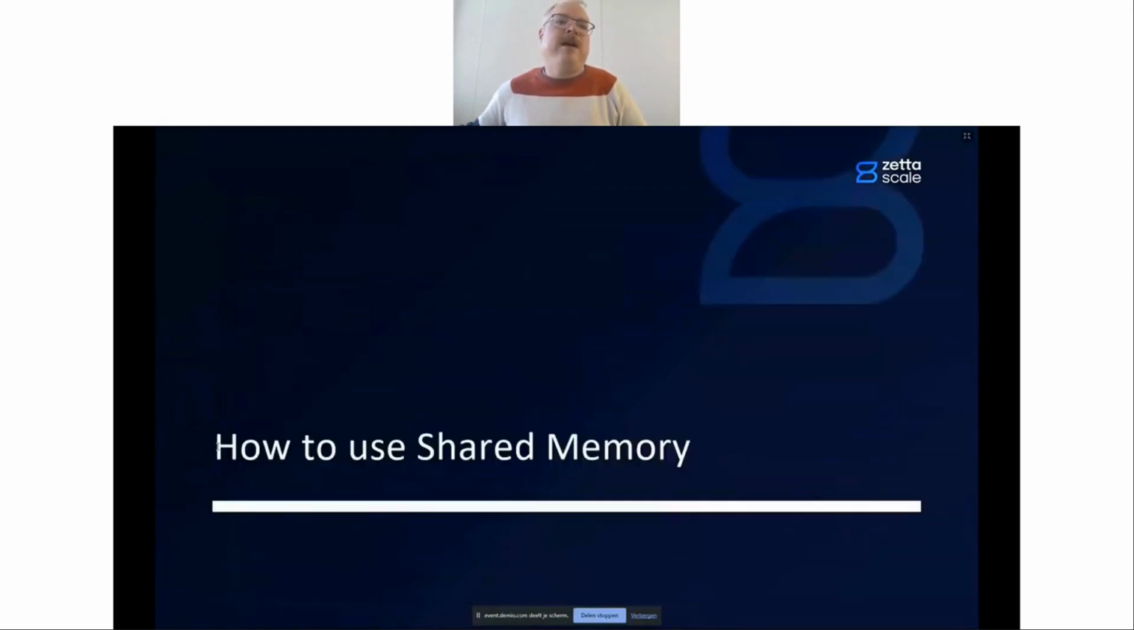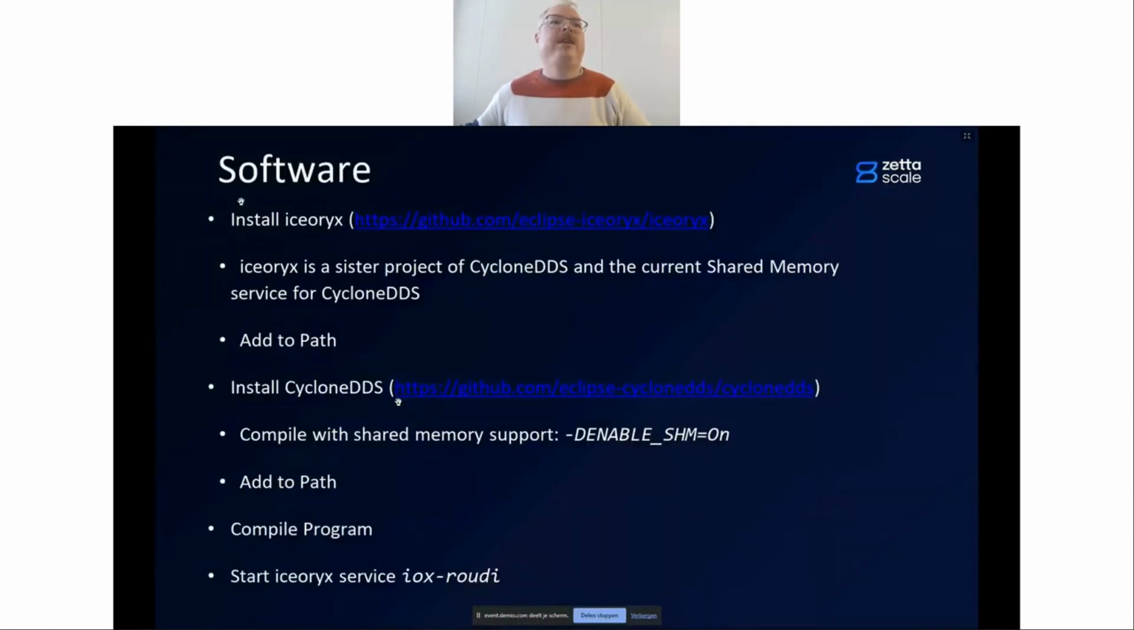So now, how do you use shared memory? Well, firstly, you need to install ISRIX. You need to have several parts of software, and one of those parts of software is ISRIX. You can get ISRIX from GitHub here at this URL. ISRIX is a sister project of Cyclone DDS, and is the current shared memory service that Cyclone DDS uses. Now you can either download the installer and install it, or you can compile it yourself, because it's an open source project, just like Cyclone DDS. And after you've installed it, you might need to add it to your path if you compile it yourself.